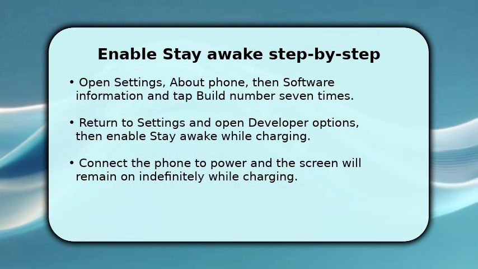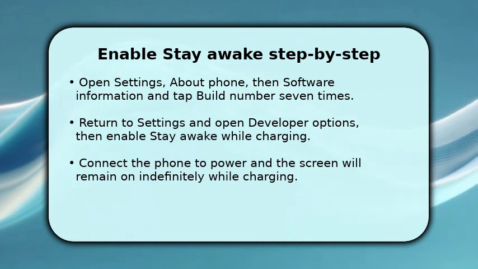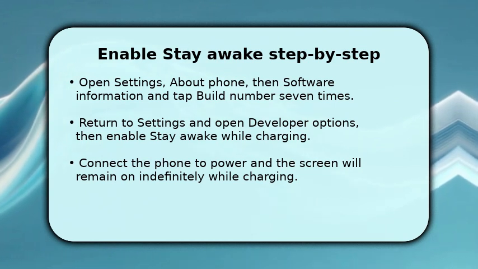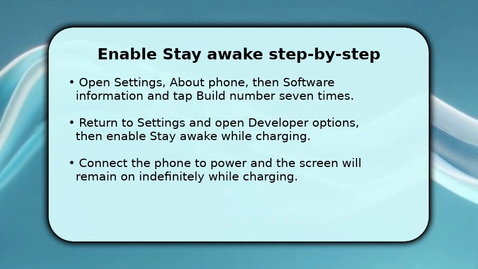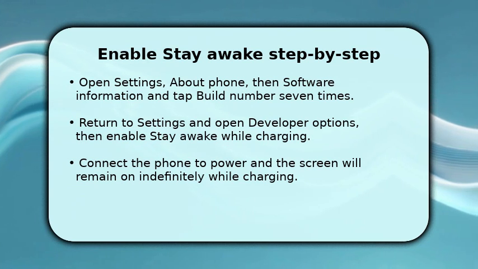First, unlock developer options by opening Settings, About Phone, Software Information, and tapping Build number 7 times. You will see a message confirming developer options are enabled on the phone. Next, return to Settings and open developer options from the main list.